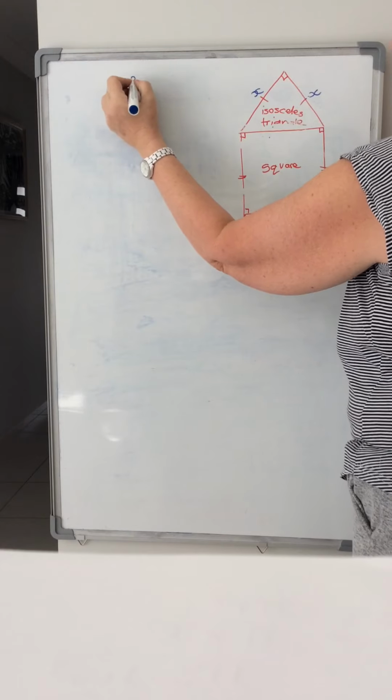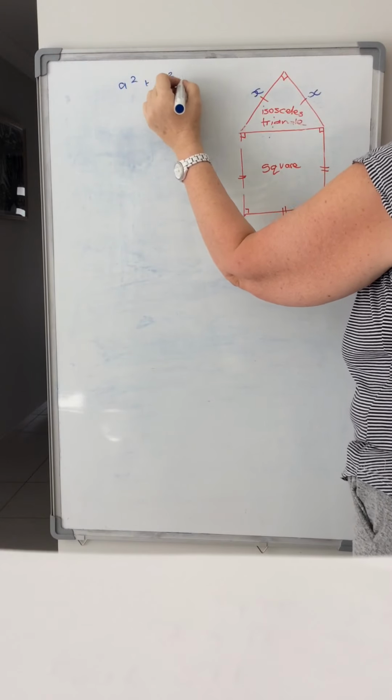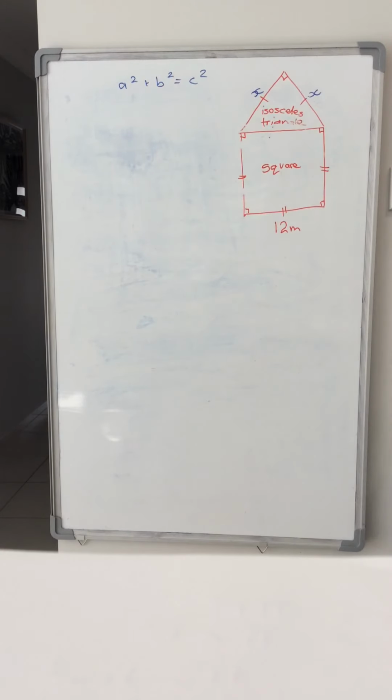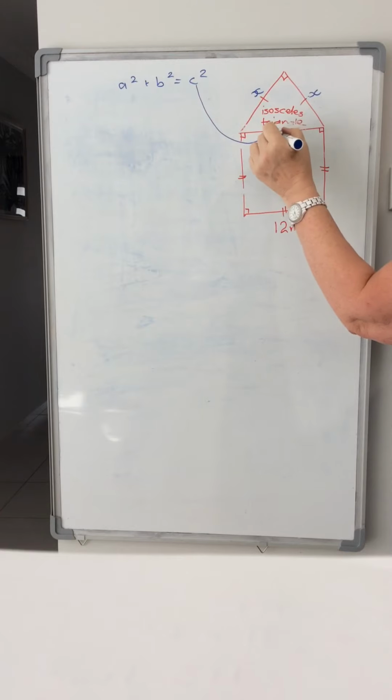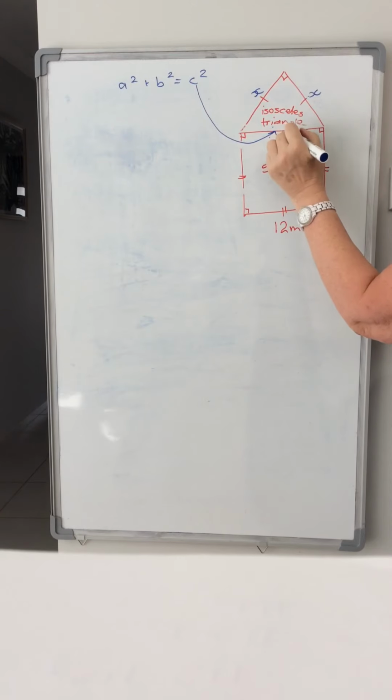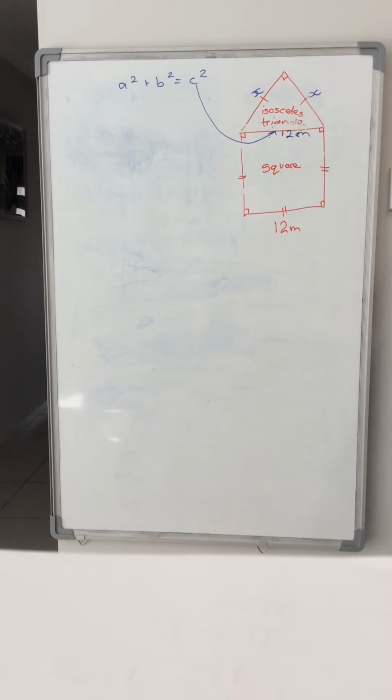Okay, Pythagoras' theorem is a squared plus b squared equals c squared. Now remember, c squared is always the longest side in the triangle, which is called the hypotenuse. And in this case, it is that side there. And we know that that side is 12 metres because it's one of the sides of the square.